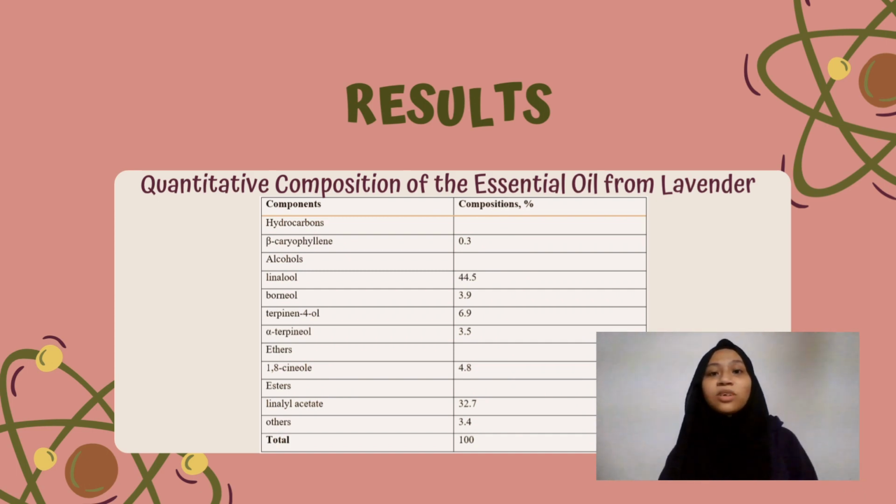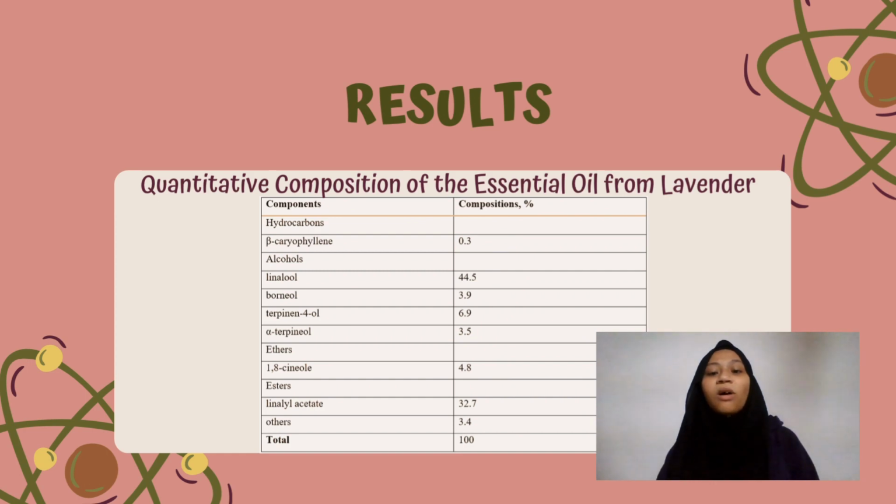A hydrocarbon called B-caryophyllene will have a percentage of 0.3%. Linalool with a percentage of 44.5%, borneol with a percentage of 3.9%, terpineol with a percentage of 6.9%, and alpha terpineol with a percentage of 3.5%. These components that I had said before were alcohols.